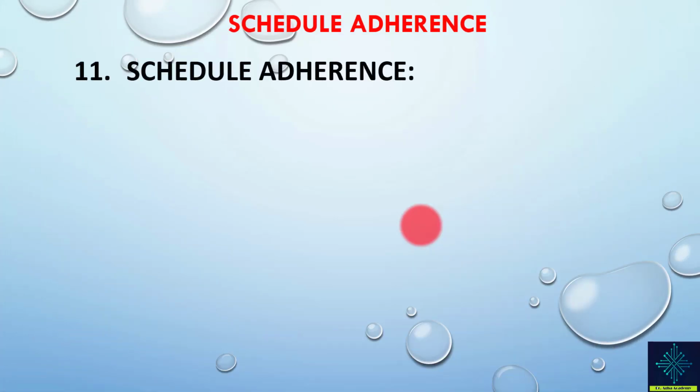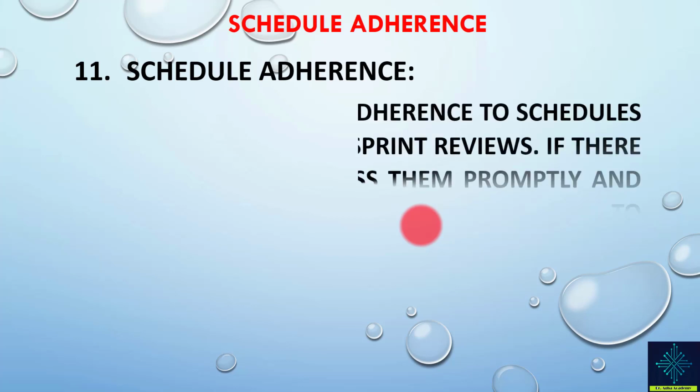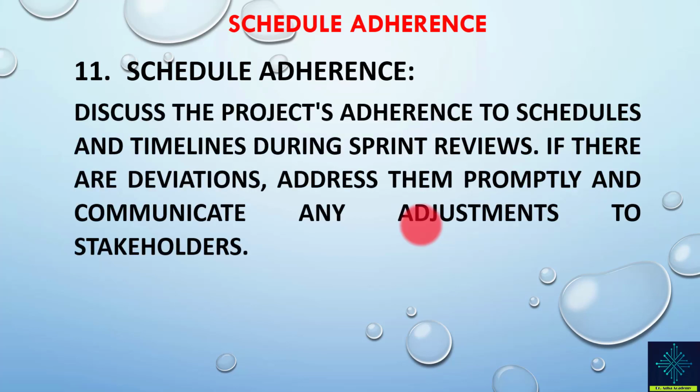Schedule adherence. We have to make sure that all the project activities are going as per the schedule. So we have to discuss the project's adherence to schedules and timeline during sprint reviews. If there are deviations from the schedules, any delays, we have to address them promptly and communicate any adjustment to stakeholders.